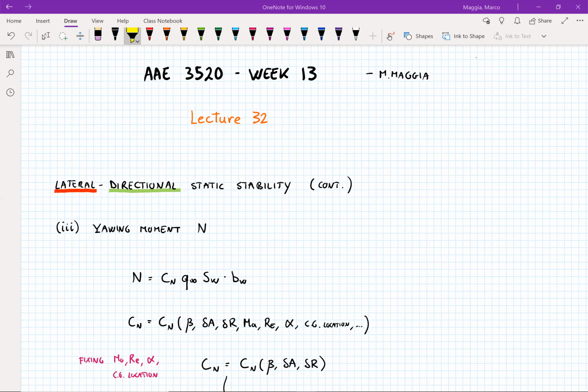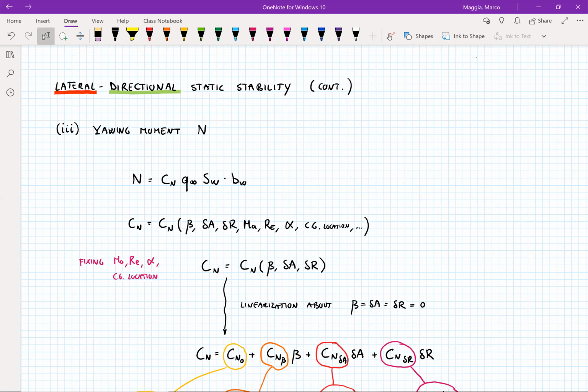And in fact, the moment that is associated with the directional stability is the yawing moment, N, which as usual can be written as a product of the yawing moment coefficient Cn, the dynamic pressure, the surface of the wing, and the wingspan. As usual, the coefficient is a function of various variables, such as the side slip angle, the aileron deflection, the rudder deflection, Mach number, Reynolds number, angle of attack, and location of the center of gravity of the airplane.